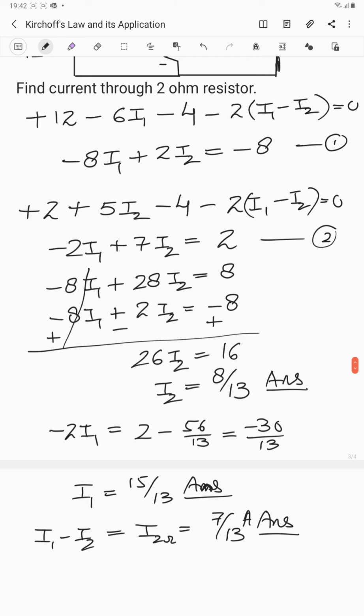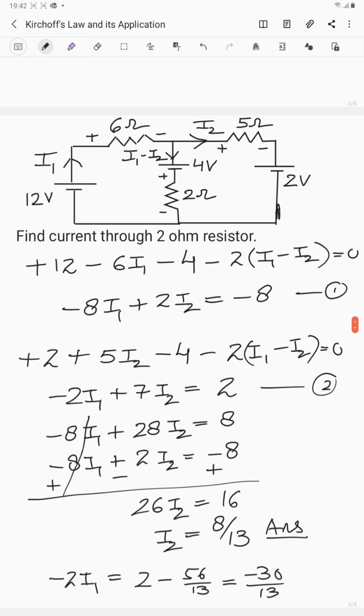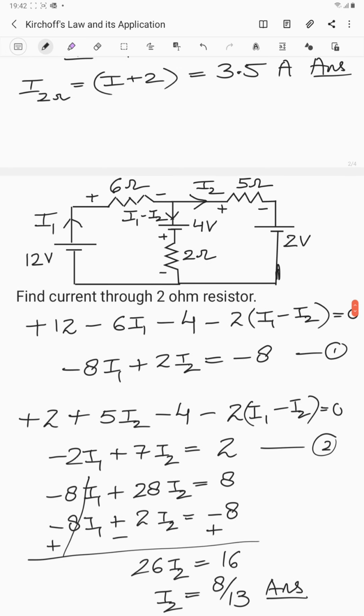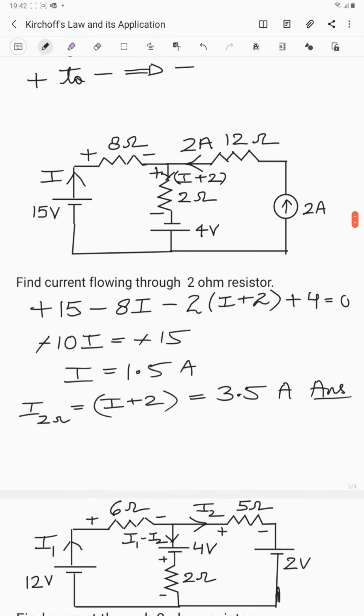So this is how we can use the KVL and KCL to solve a circuit. Solving a circuit means to find out the current through any particular branch. So this is about the KVL and KCL. In the next class, you can see about the mesh analysis and the nodal analysis.